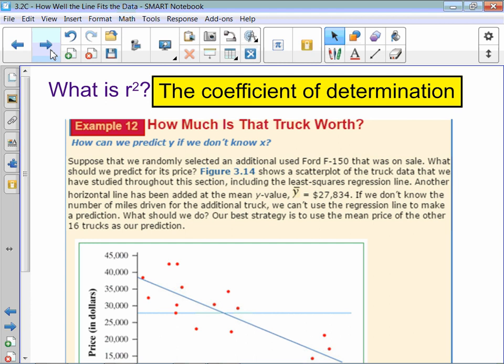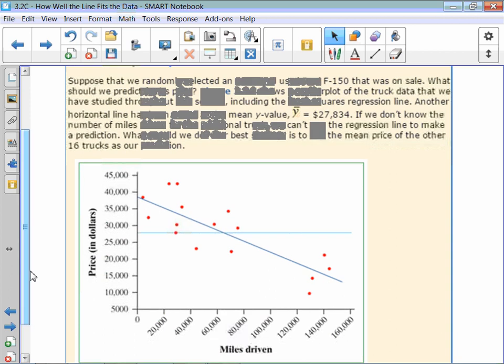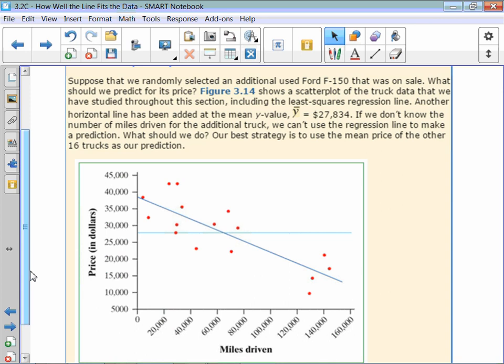Okay, so back to the truck problem. How can we predict y if we don't know x? Suppose that we randomly selected an additional used Ford F-150 that was on sale. What should we predict for its price? So we've got the figure, which shows the scatter plot of the truck data that we studied throughout the section, including the least squares regression line.